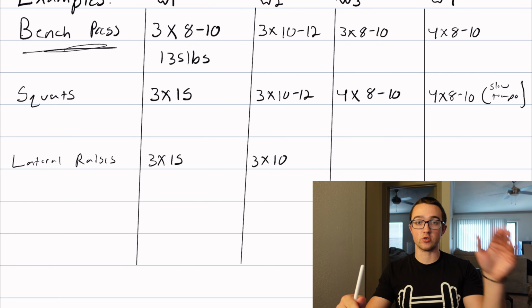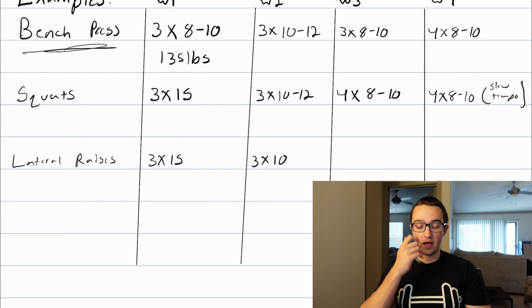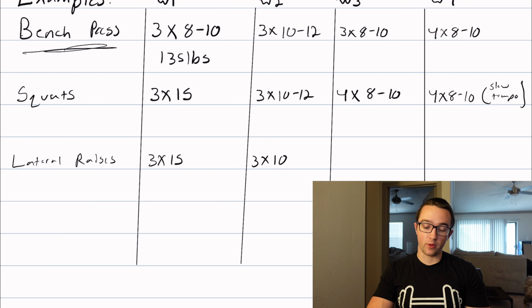But say bench press, 135 for 3 sets of 8 to 10 that first week. That's what you did. So then say the next week we have on there 3 by 10 to 12. The goal in our head would be that you want to hit 135 again, but this time for 10 to 12. So you're increasing the amount of reps that you got that second week with the same weight that you hit that first week. That is a direct progressive overload example right there.